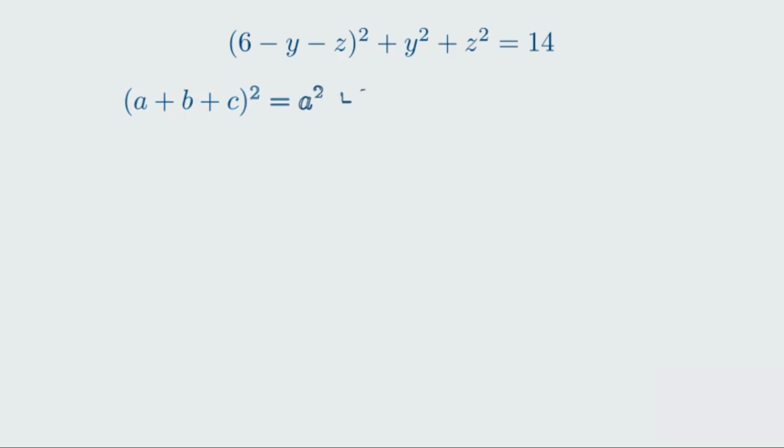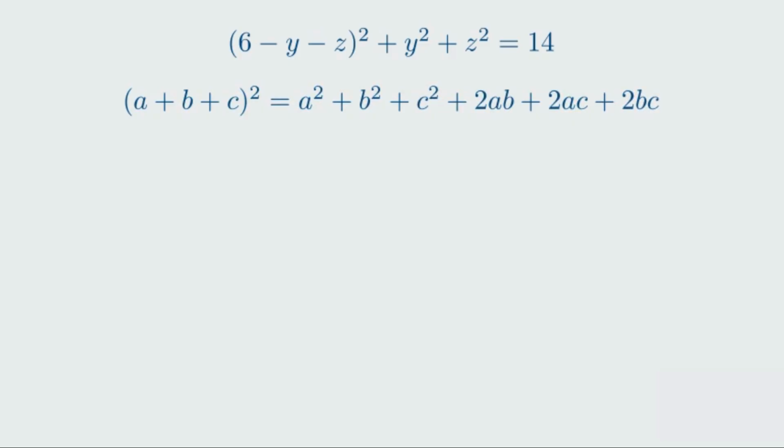Our equation is the quantity 6 minus y minus z squared plus y squared plus z squared equals 14. To simplify, we need to expand the squared term. It's the square of a trinomial. The formula for squaring a trinomial, a plus b plus c, is a squared plus b squared plus c squared, plus 2ab plus 2ac plus 2bc. This formula will help us expand our terms systematically.